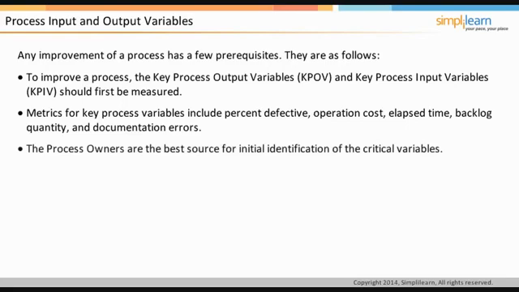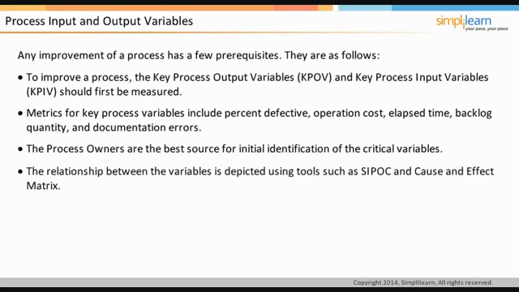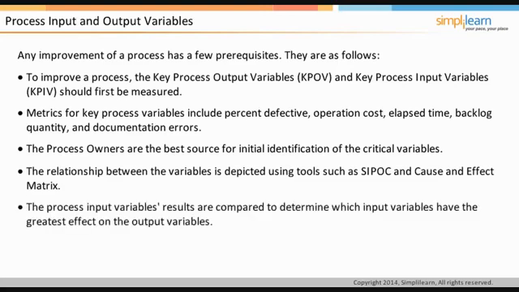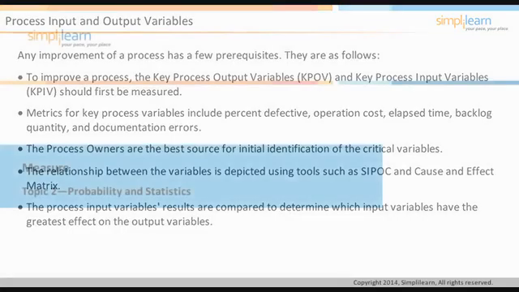Critical variables are best identified by the process owners. Process owners know and understand each step of a process and are in a better position to identify the critical variables initially. Once identified, the relationship between the variables is depicted using tools such as SIPOC and cause and effect matrix. The process input variables results are compared to determine which input variables have the greatest effect on the output variables. Let us proceed to the next topic of this lesson in the following screen.